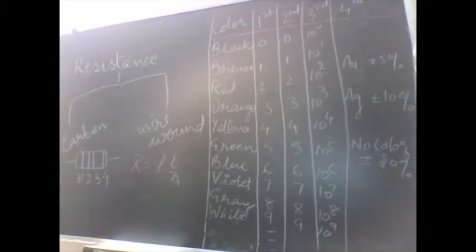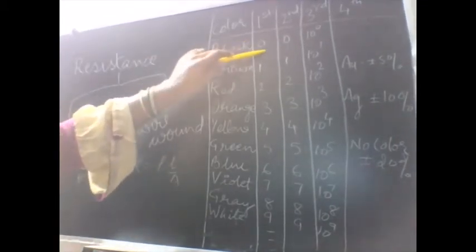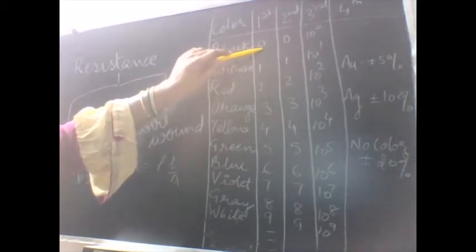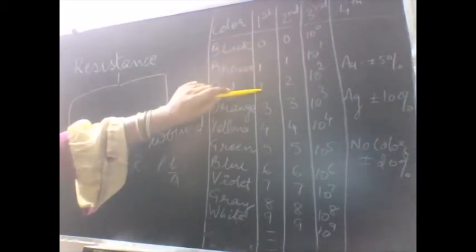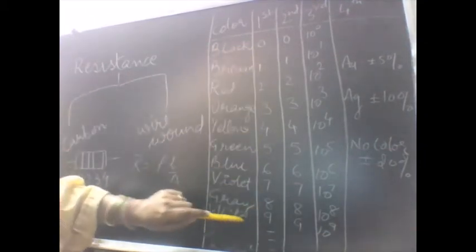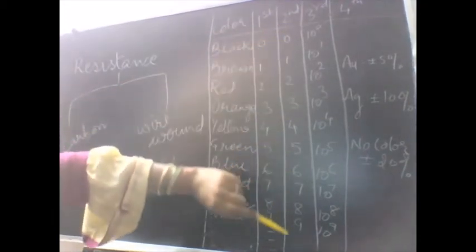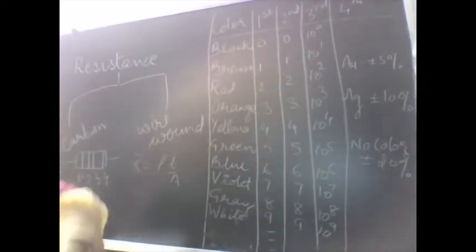So what is the meaning of this? For example, if the first ring is black, the number that we assign to that is 0. Then for brown, 1, for red, 2, for orange, 3, and so on. For white it comes out to be 9. In the same way, the second ring also stands for some number starting from 0 up to 9 for white.